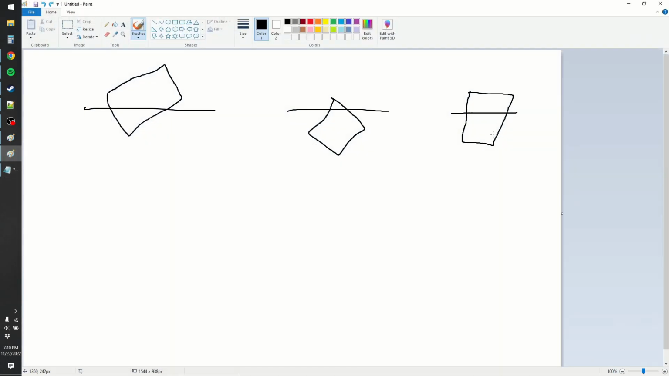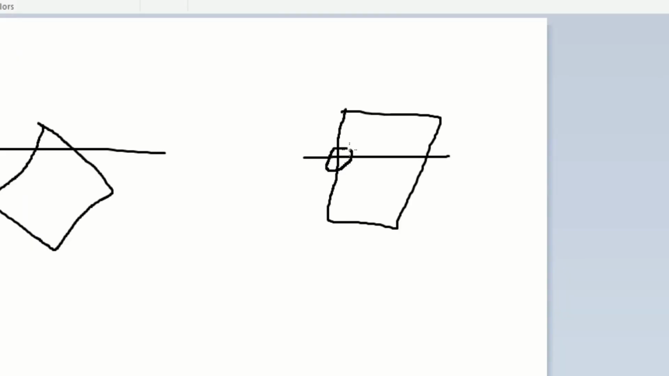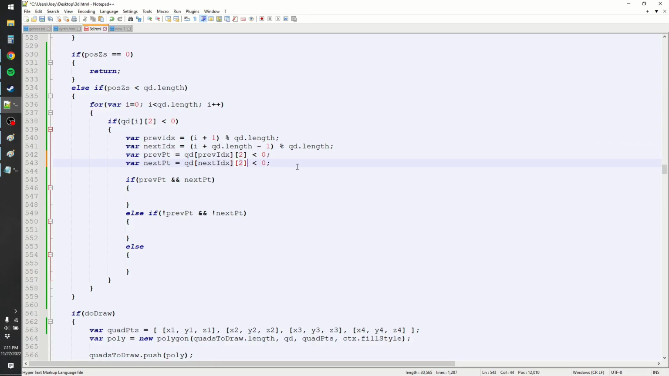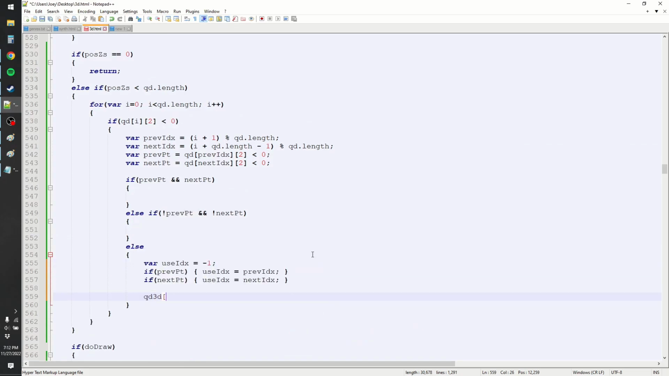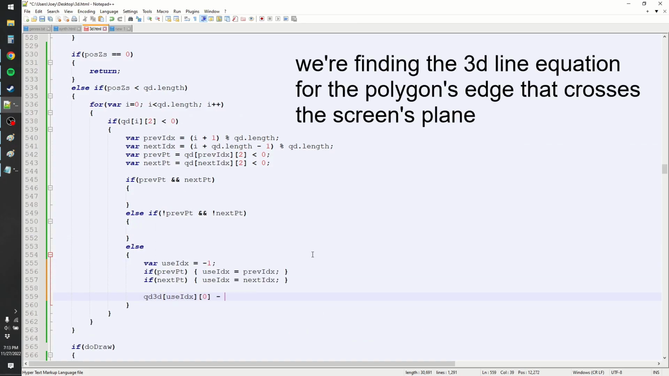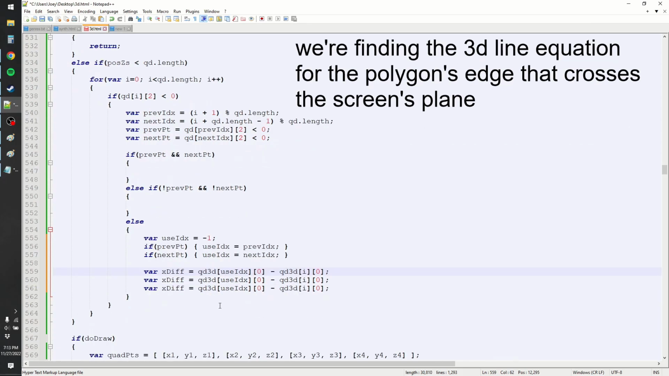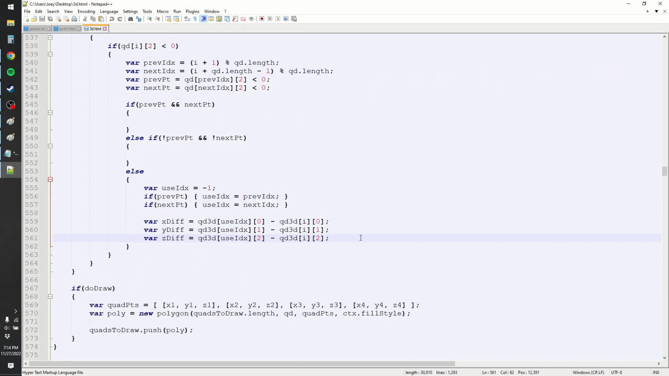Right, so the else condition, which is this one, we're trying to find this point. I'm forgetting the 2 in here. That's important because we're testing the z value and that's where that is. So in this case, we only care about the positive value, so we need to know which one's positive. So then we do qd 3d of our use idx. We subtract qd 3d of our i of 0. So those are the x diff. So repeat that for y and for z. So this x, y, z diff is our vector now.